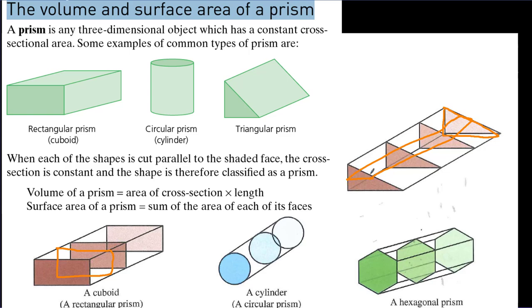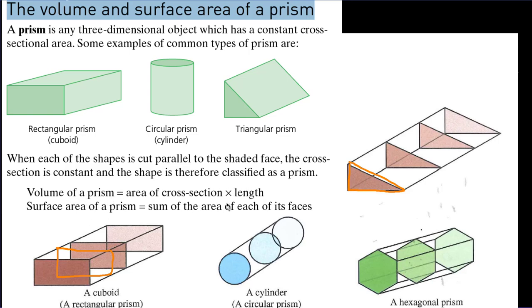You are going to see that this rectangle is not repeating. That's why this cannot be the cross section. But when you move the triangle here, you are going to see that this is repeating. Then this is going to be your length. So for the volume, you calculate the area of this cross section, then multiply it by the length, and you find the total volume of the prism.